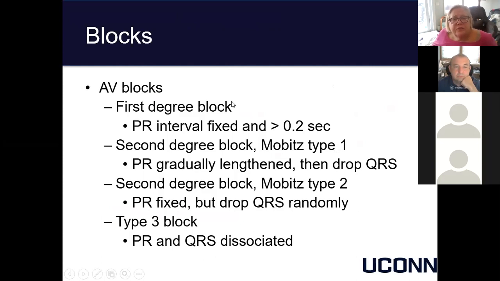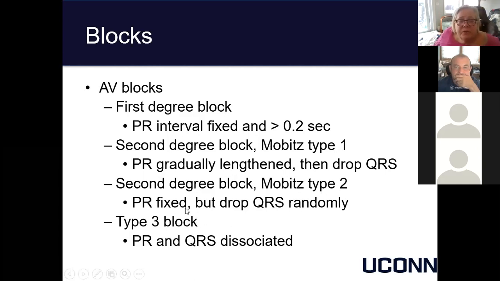AV blocks: your first degree AV block is your prolonged PR interval. We talked about that before, longer than 0.2 seconds. And I said there were a couple of different kinds of second degree block. Mobitz type 1 and Mobitz type 2 are the current names. In Mobitz type 1, the PR interval gradually lengthens, and then there's no QRS. So you need a good rhythm strip to see the progression of Mobitz type 1 in particular.